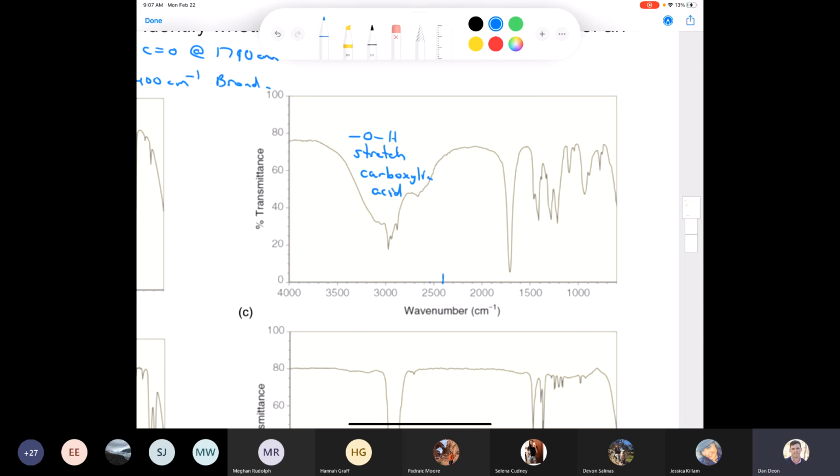So where's 2,400? Around here, right? It goes all the way from here up to around 3,300. So you got 3,300 around here. It's even farther than that. But again, you have to take those numbers with a grain of salt. It might not be exactly that.